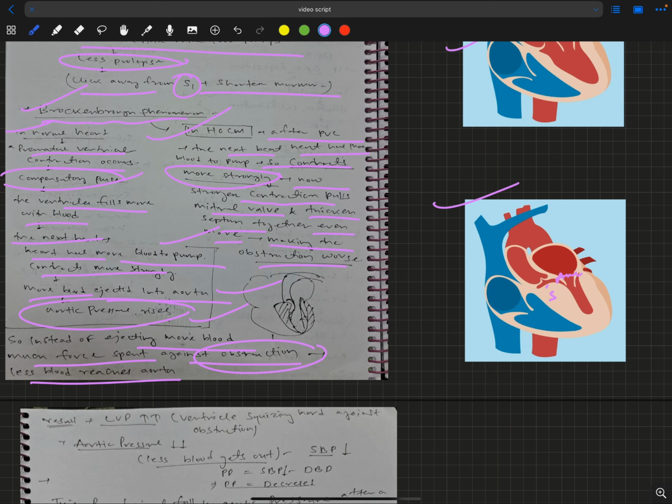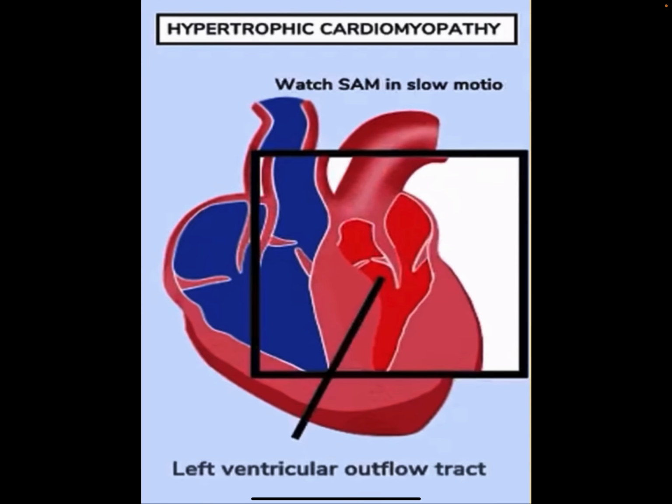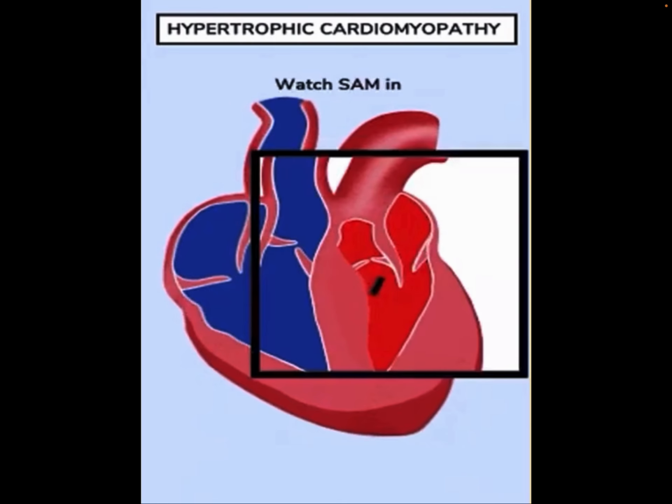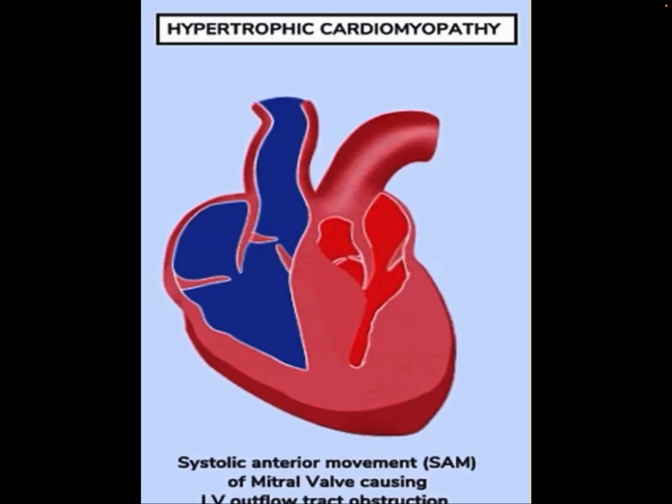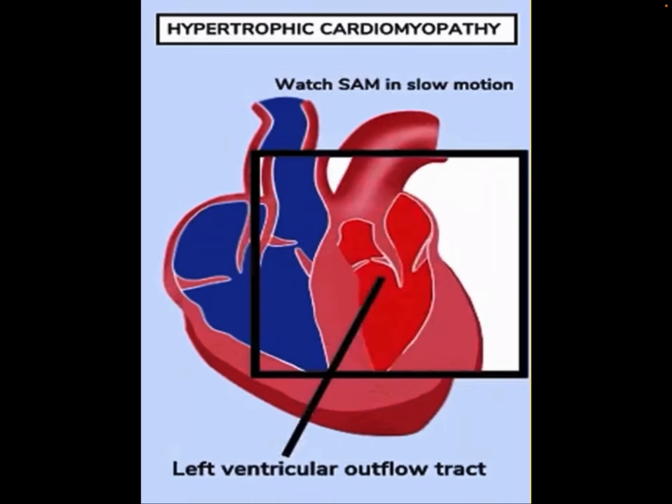Here you can see a video of this. When there is a contraction of the left ventricle, the left ventricular outflow tract is more obstructed. You can see contraction of the left ventricle leads to more obstruction of the left ventricular outflow tract. So this is what happens in hypertrophic cardiomyopathy. It is called systolic anterior motion of the anterior leaflet, or SAM.